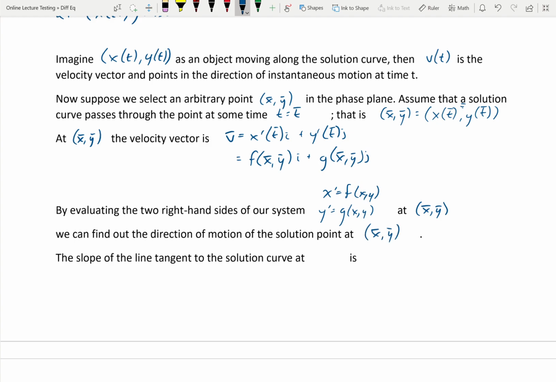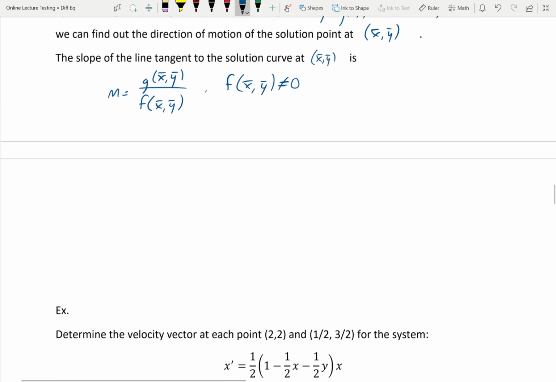To help us with that, we know from vector calculus that the slope of the tangent line to a solution curve at x bar, y bar is simply m equal to g of x bar, y bar over f of x bar, y bar. Again, these are the derivatives of the functions x and y. Just to be careful, now we are going to find out what it means when f of x bar, y bar is equal to 0.